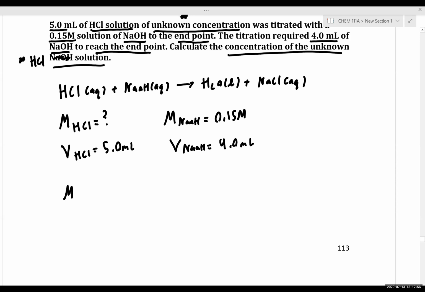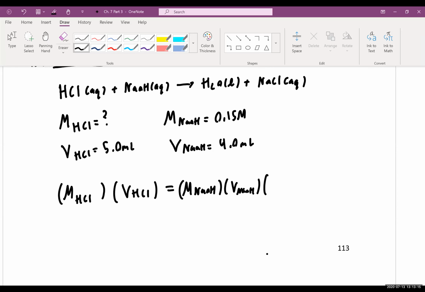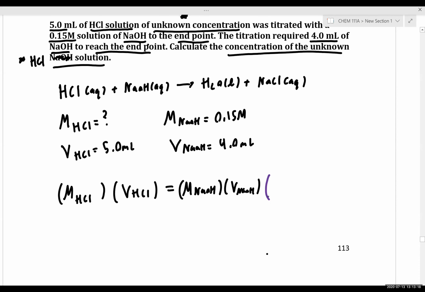We know that at the equivalence point, which is approximated to our endpoint, the molarity of HCl times the volume of HCl is equal to the molarity of sodium hydroxide times the volume of sodium hydroxide times, and now this is really important, what is our stoichiometric ratio? How many moles of HCl react with how many moles of sodium hydroxide? What is our mole to mole ratio? 1 to 1.